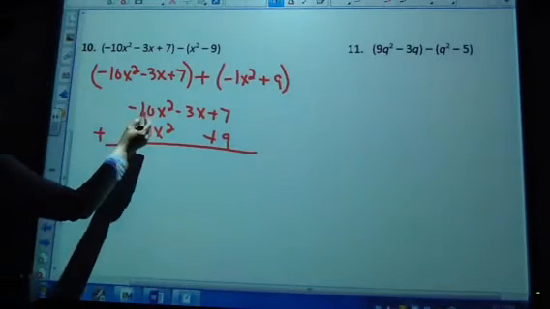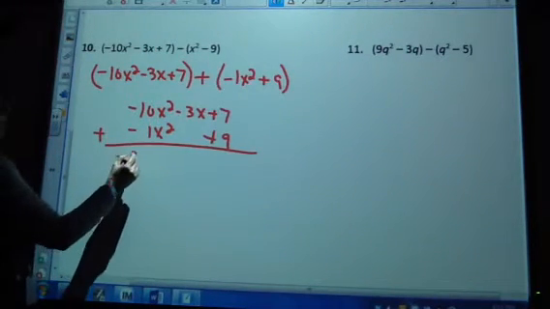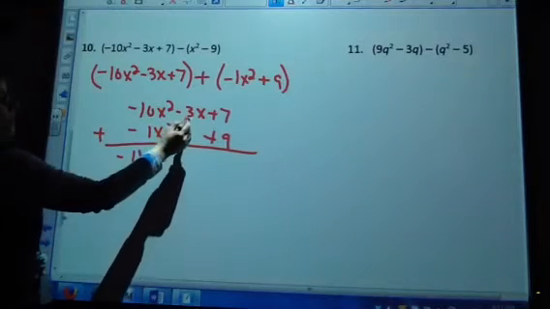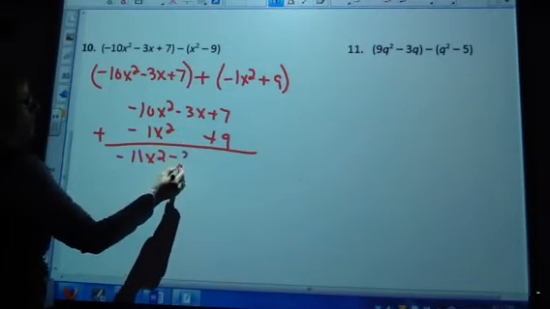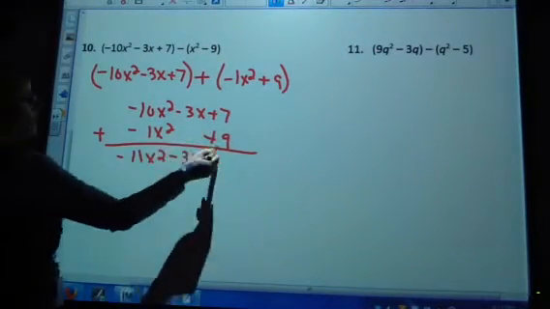So, negative 10 plus a negative 1. Negative 3 plus nothing, or plus 0. 7 plus 9.